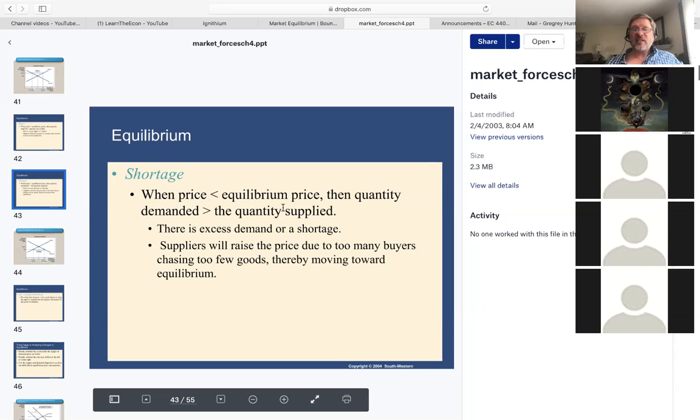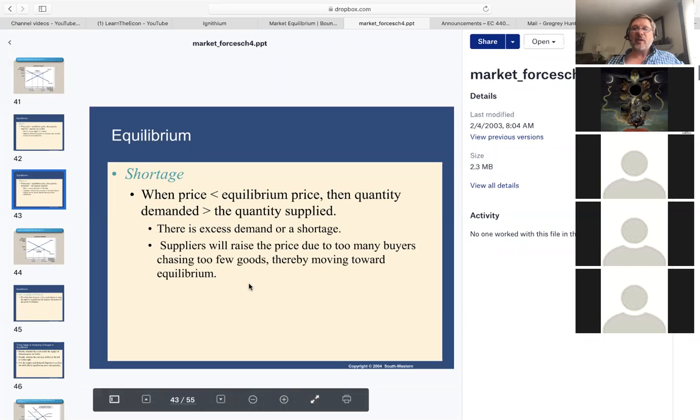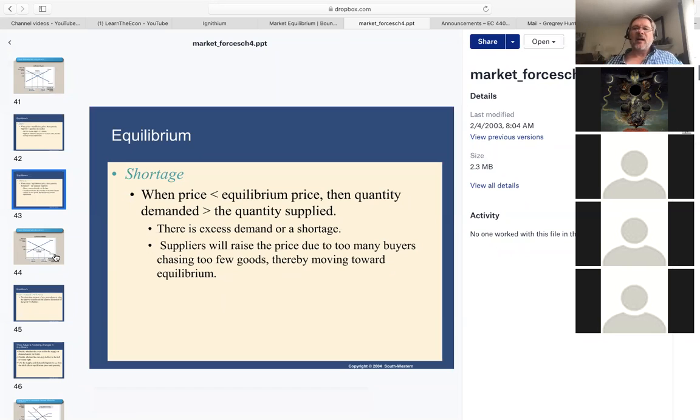When you have a price that's less than the equilibrium price, then the quantity demanded is greater than the quantity supplied. There's excess demand or shortage. Suppliers will raise the price due to too many buyers chasing too few goods supplied. And that'll create this upward pressure on the price, moving it back towards equilibrium. So markets have these stabilizing forces that move them towards equilibrium when they're out of equilibrium, right?